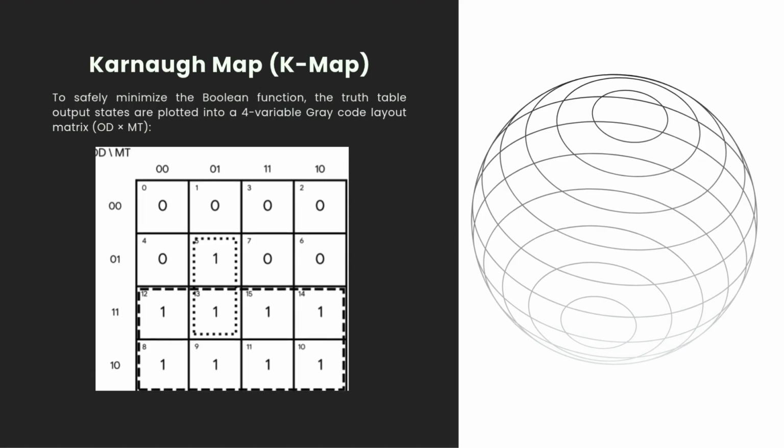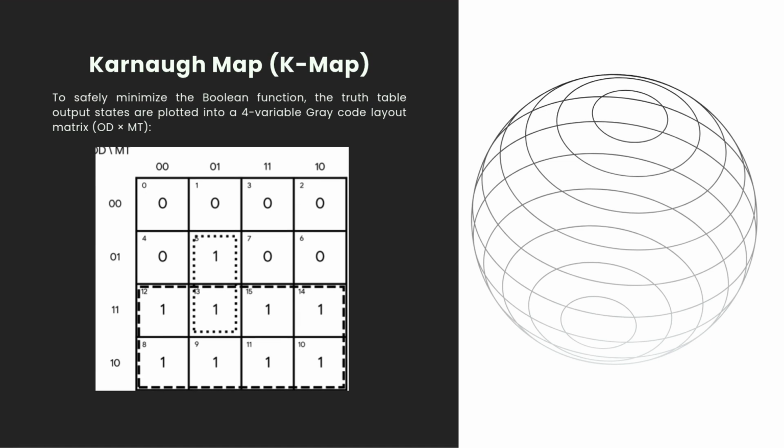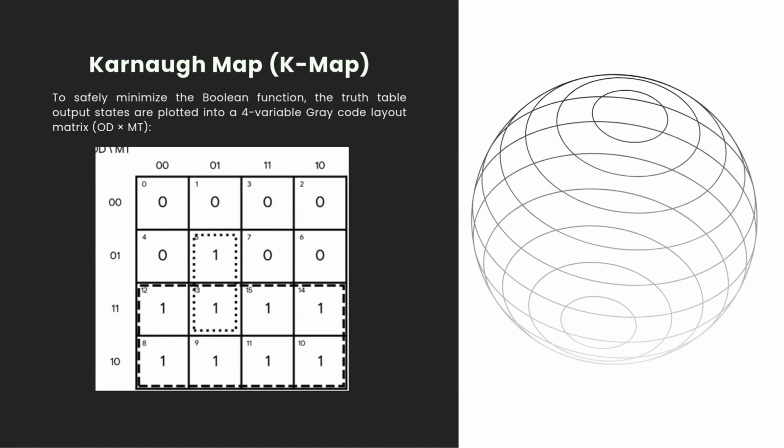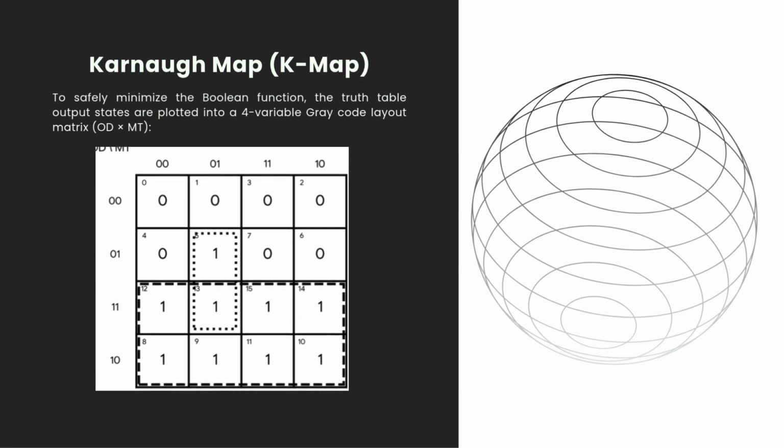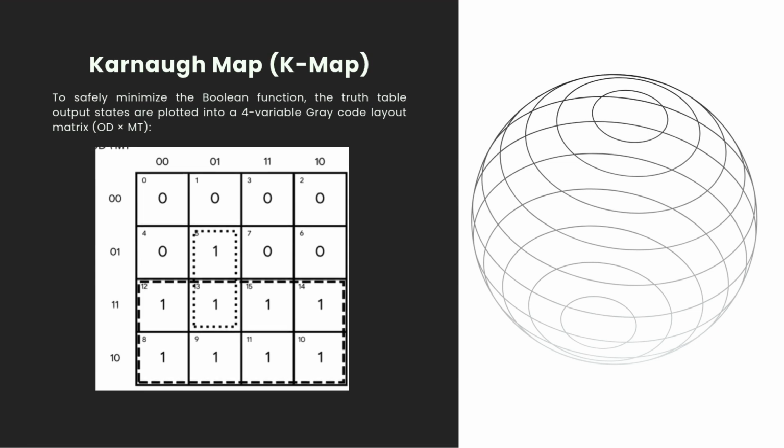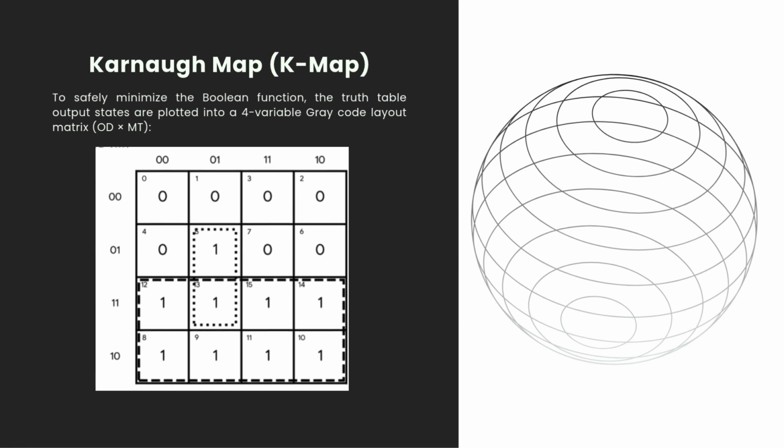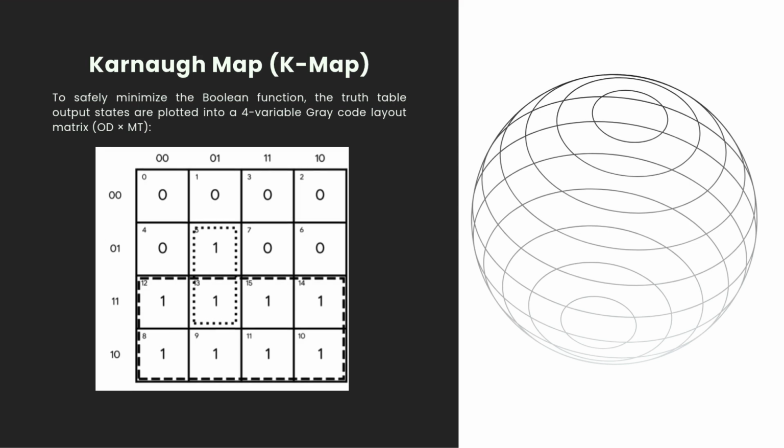To simplify this truth table into an efficient hardware layout, we plot our active output states into a 4-variable Karnaugh map using gray code formatting. By analyzing adjacency, we form two distinct optimization loops. Our first loop is a size 8 octet that groups states 8 through 15. Across this large block, variables D, M, and T alter their states completely and cancel out, leaving us with our first term, O.